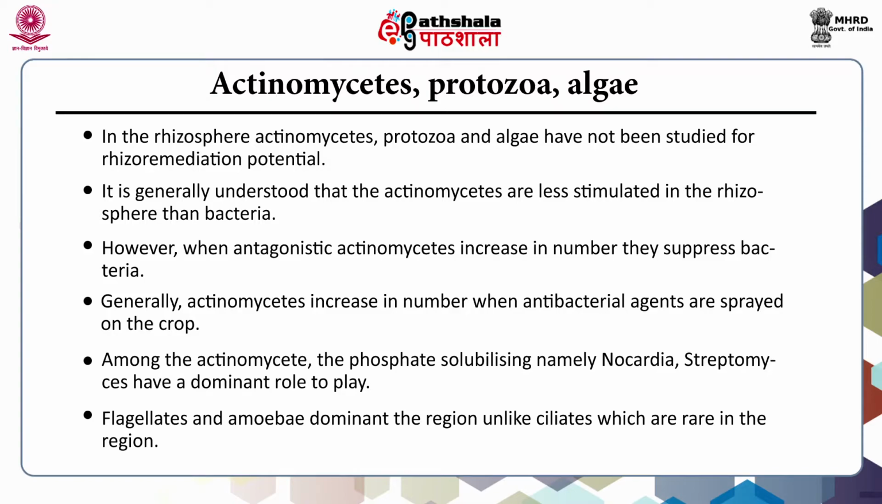Actinomycetes are less stimulated in the rhizosphere region than bacteria. There are certain actinomycetes which possess antagonistic properties and sometimes they suppress the bacteria. These actinomycetes generally increase in number when antibacterial agents are sprayed on the crop. Only during this time do the actinomycetes increase in number when compared to bacteria.